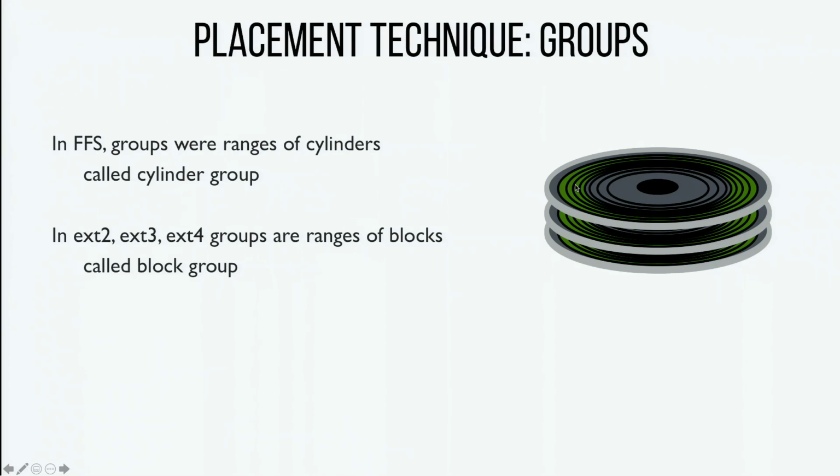In modern systems, we don't know exactly the layout of blocks on the disk. So now they drop the name cylinder group and just call them block groups. They just take some consecutive blocks and call that a block group. And that's your block group. All right.